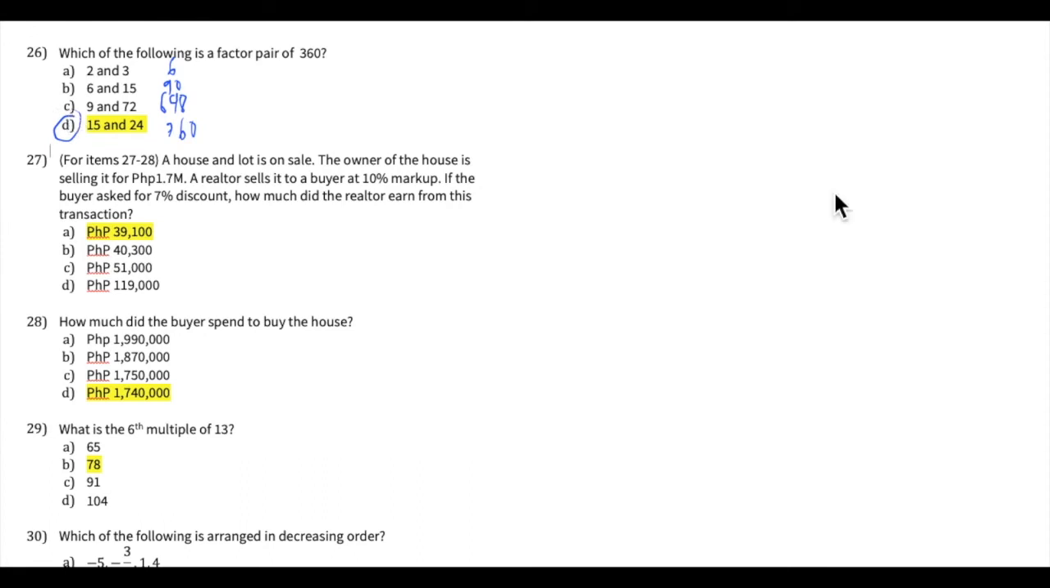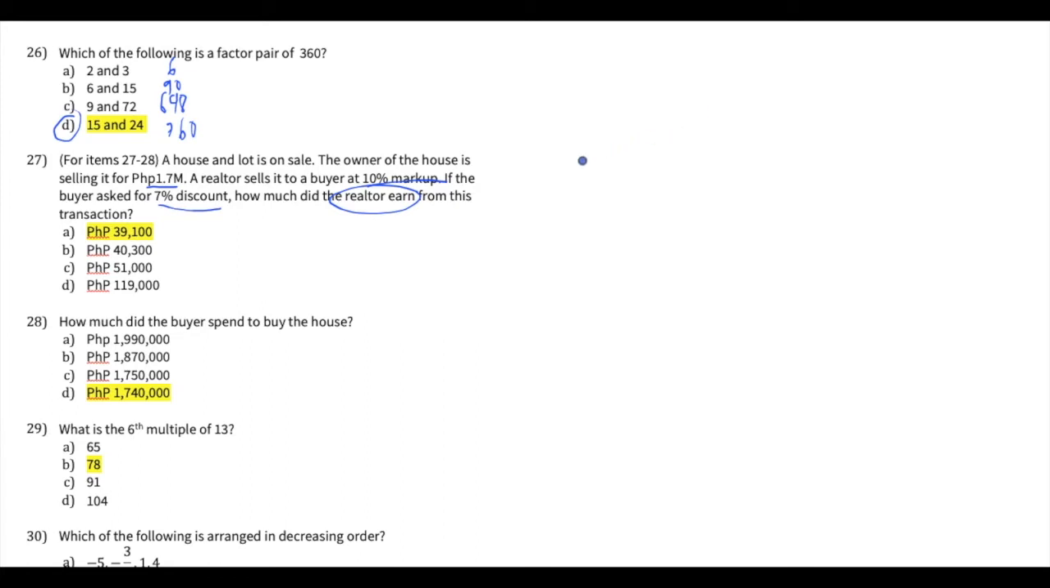The same problem for 27 and 28. A house and lot is on sale. The owner of the house is selling it at 1.7. A realtor sells it to a buyer at 10% markup. If the buyer asks for 7% discount, how much did the realtor earn? Okay, so magkano yung profit niya? To get that, we have to get the selling price and then yung discounted price.